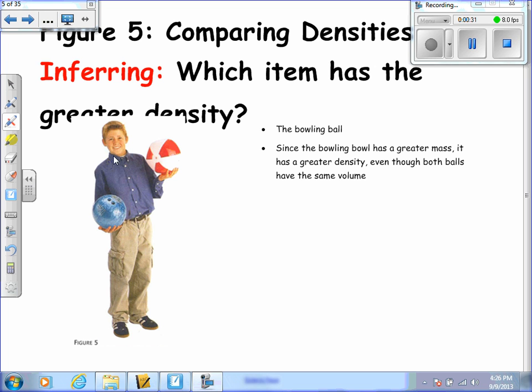So here in this figure, we're comparing densities. Which item has the greater density? Well, obviously, you'd think the bowling ball, and that is true. Since the bowling ball has a greater mass, it has a greater density, even though both balls have the same volume. The bowling ball is denser. In other words, it has more mass per same unit of volume.